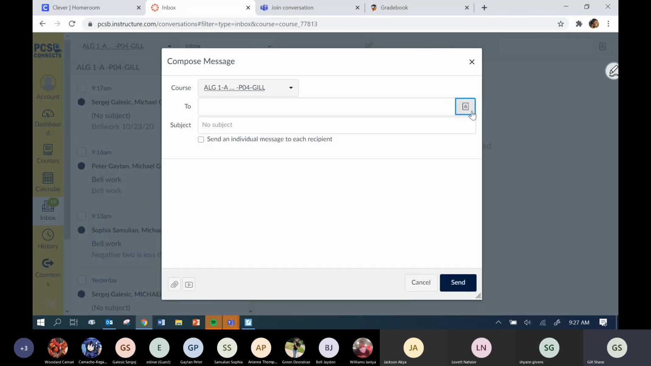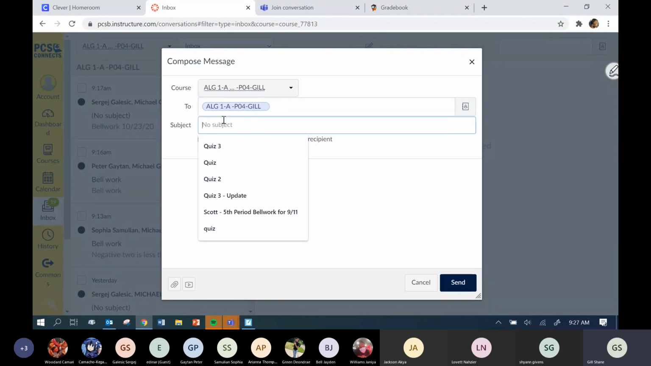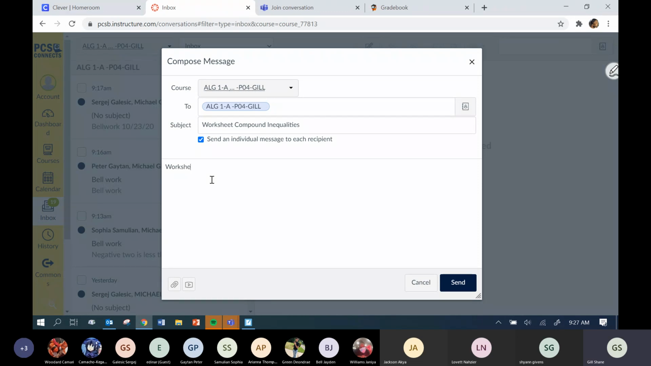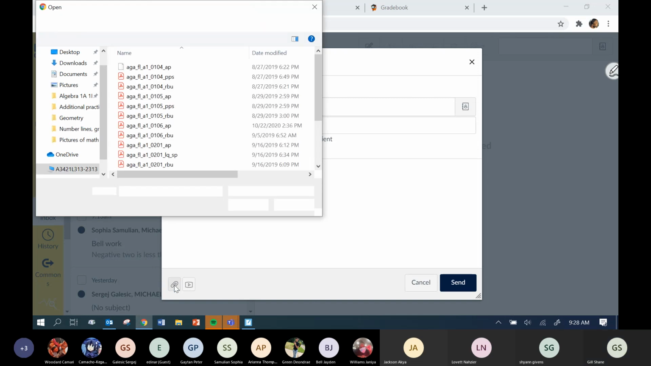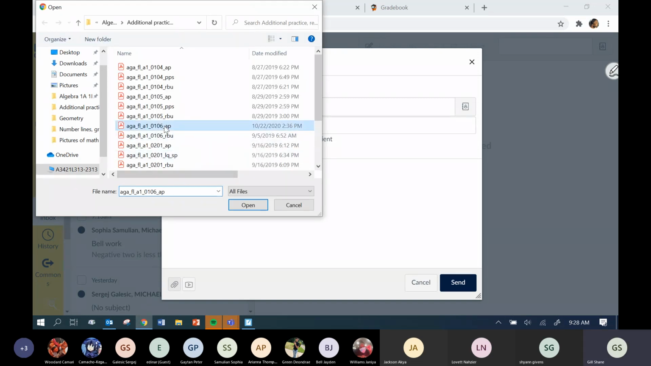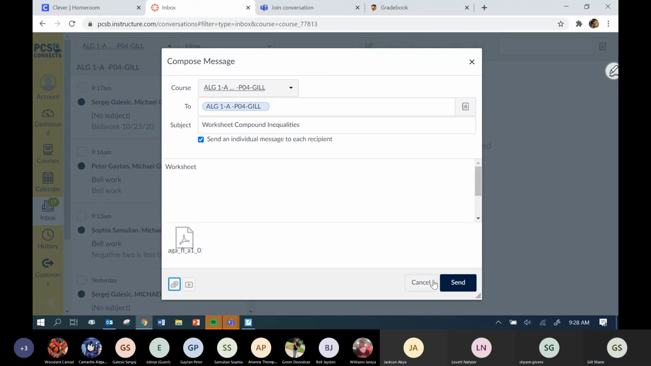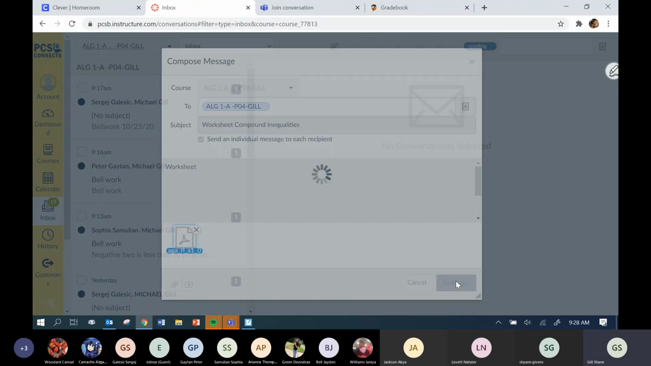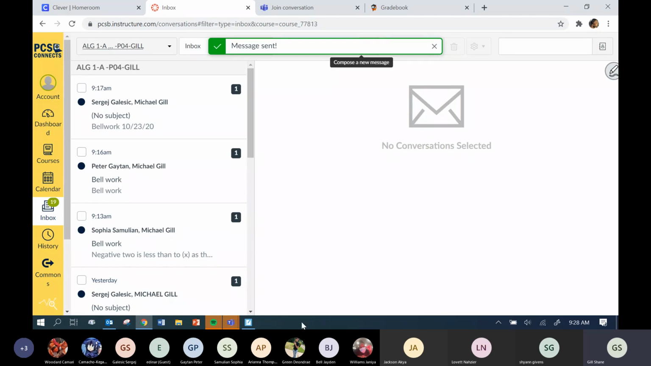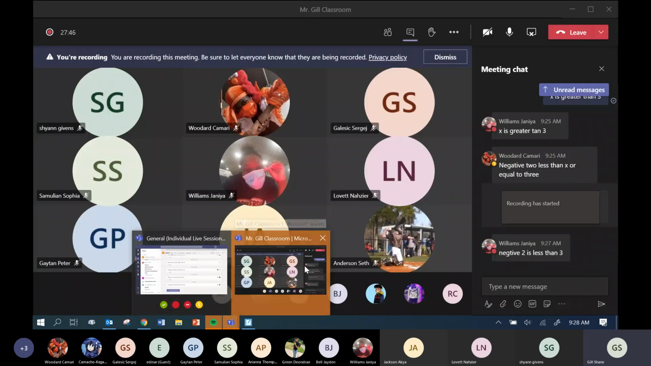So compose, send it to everybody. This is a worksheet, and we're doing compound inequalities is what this is called. Still, although it's getting a little bit harder today. You're not starting on this just yet. Oh, I got to attach it. That would help. Practice. All right, so you have that in your email now. If you're done writing, I'm going to check through the answers real quick and talk about it, but you can download it while I'm talking.